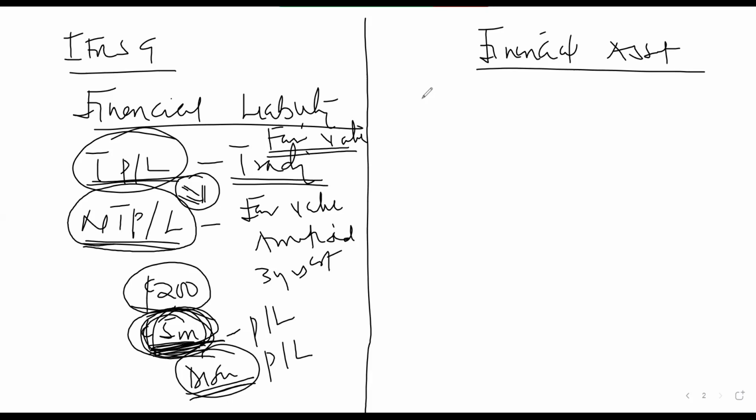Any increase or decrease in movement of the fair value should be recognized to profit or loss. Okay, let's come to financial assets.